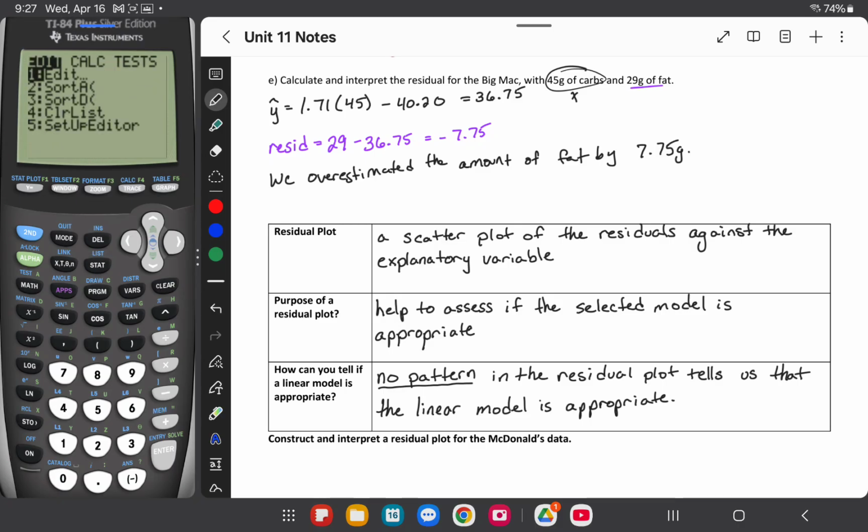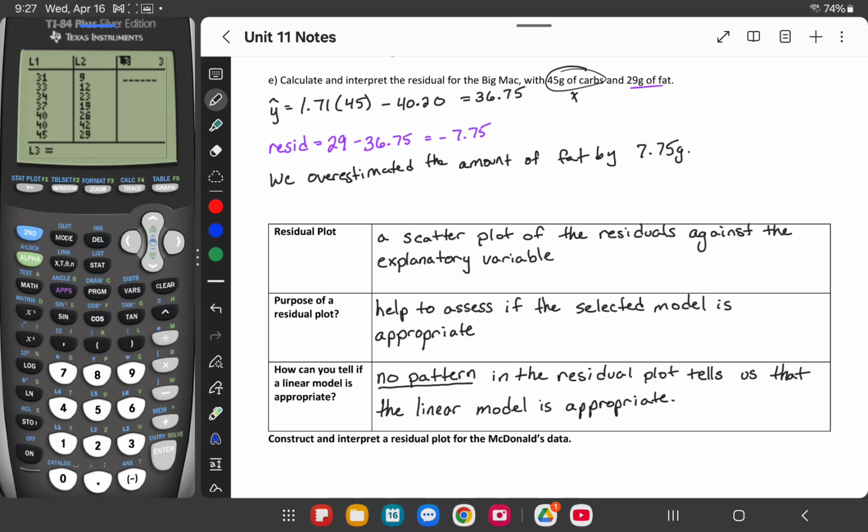So let's go back into our stat menu and calculate our residuals for all of our data. We're going to hit edit here, and then go over to list 3. For list 3, we're going to calculate the residuals for all of our data. To do that, there's actually a residual list that we can use, so we don't have to necessarily do this by hand.